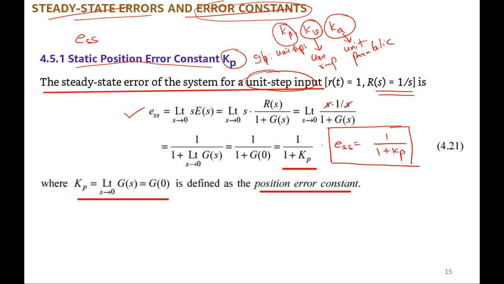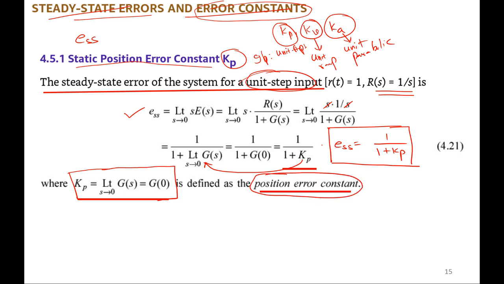So the steady state error, what did we get? 1 divided by 1 plus Kp. Kp is the position error constant. And what is Kp? How did we get it? Just observe here. Kp is nothing but this one, limit s tending to 0 of G of s. So Kp is equal to limit s tending to 0 of G of s, that is nothing but G of 0. And this we call the position error constant.